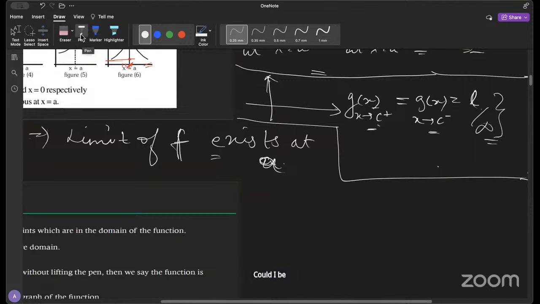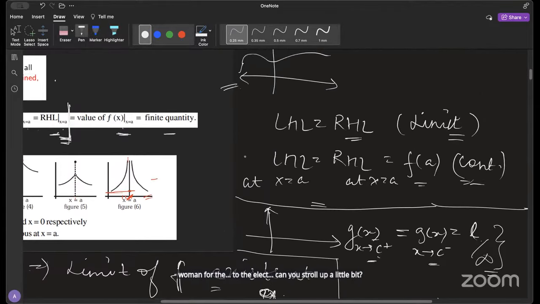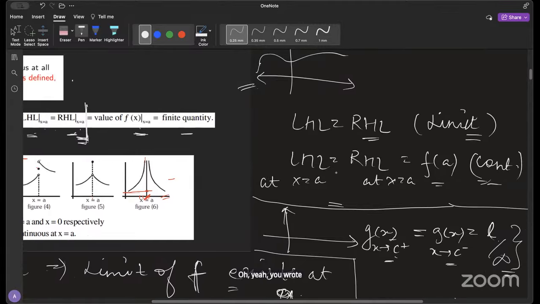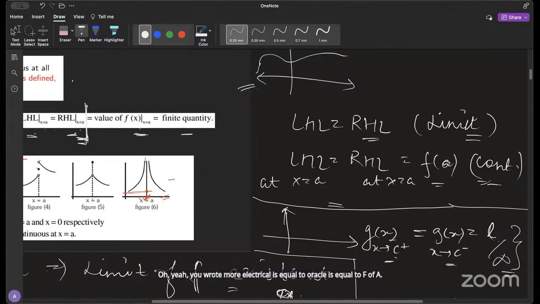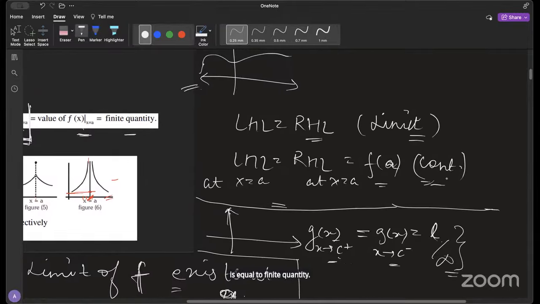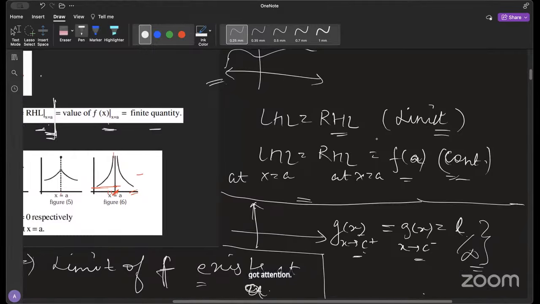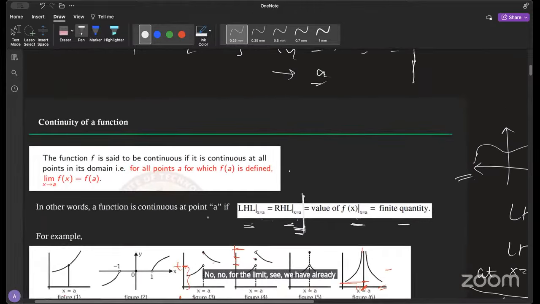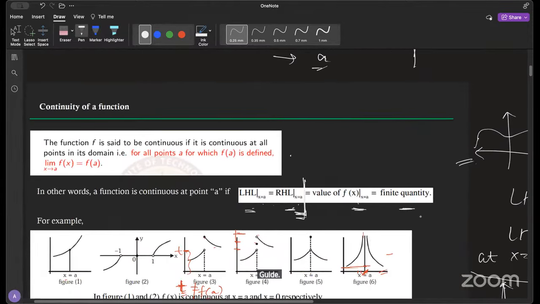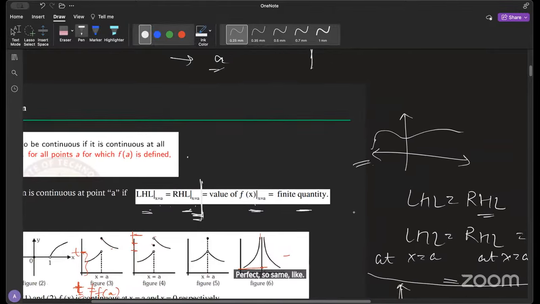Should the LHL and RHL be finite quantity, like how we wrote for continuity? Here you wrote LHL is equal to RHL is equal to f of a is equal to finite quantity. This is for a continuous function. So for limit, should the RHL not be finite quantity? It's written finite quantity here. So like that, limit also should be finite quantity, is it?